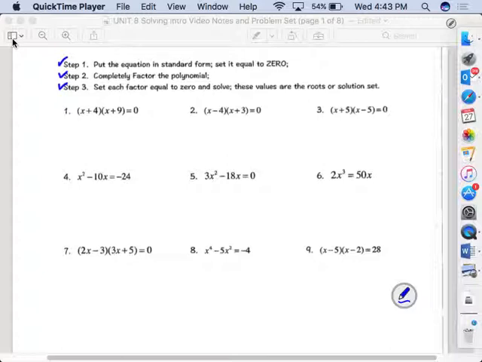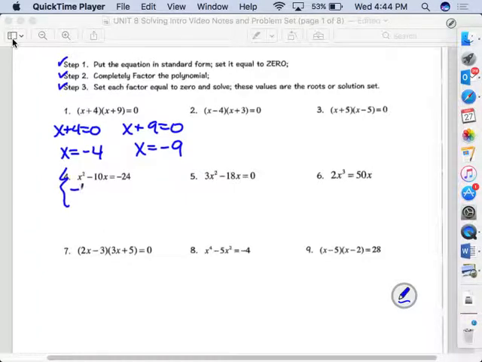So here I can see in number 1, it's already factored for me and it's set equal to 0. So I just simply need to take each individual binomial factor and set it equal to 0. I can see that my first root or solution is -4. My second root or solution is -9. So my solution set would be -4, -9 in the braces.